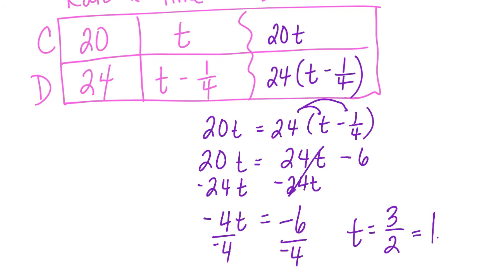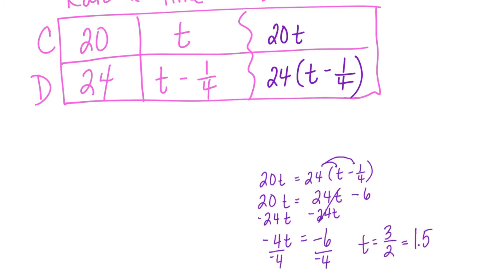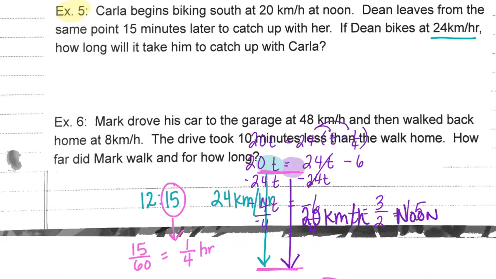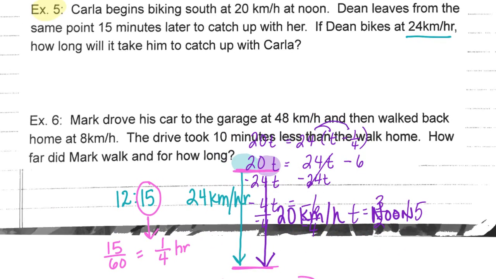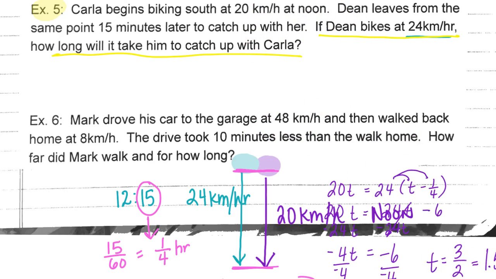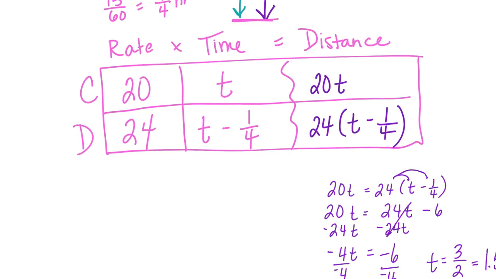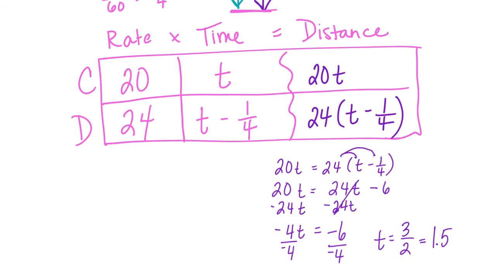Well, I know that this is 1.5 hours. But they're not asking us Carla's time. Notice it says if Dean bikes at 24 kilometers per hour, how long will it take for him to catch up with Carla? So I have my work down there. Somehow my notes got split. Okay, so I know that this time is 1.5 hours, which is 1 hour, 30 minutes.